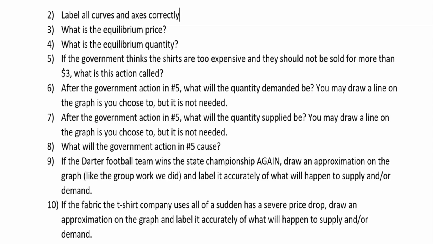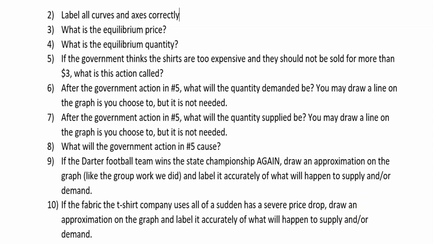Okay. So number 6, after the government action, and number 5, what will the quantity demanded be? Well, at that low price, a lot of people are going to want them. And so the quantity demanded will be 800 shirts. I drew a line on the graph after the government action, but it says here you don't have to do that. Number 7, what will the quantity supplied be? Well, because the price is so low, the businesses selling this shirt won't want to sell a lot of them. And so the quantity supplied will be 200.